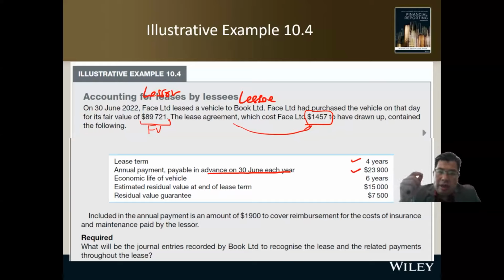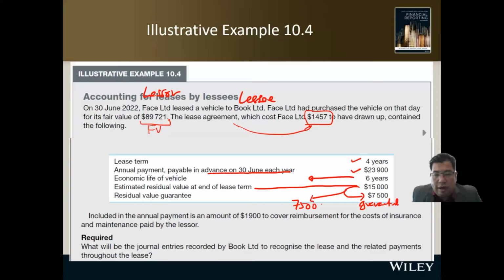The asset has an economic useful life of 6 years. This is what I mean by depreciation. To calculate depreciation, you have to determine the economic life of the asset. And we have the estimated residual value at the end of the term. The residual value is 15,000, and from this 15,000, 7,500 is guaranteed by the lessee. And the balance, 7,500, is unguaranteed.